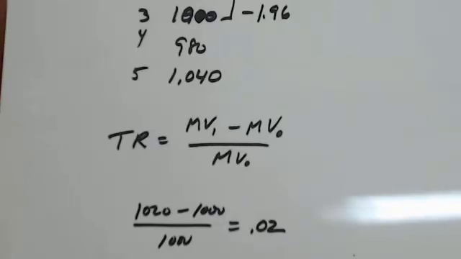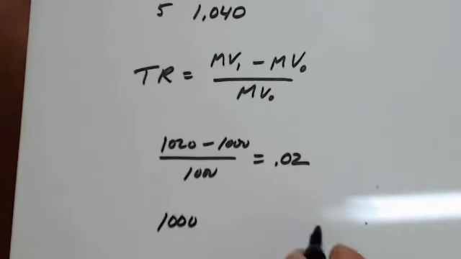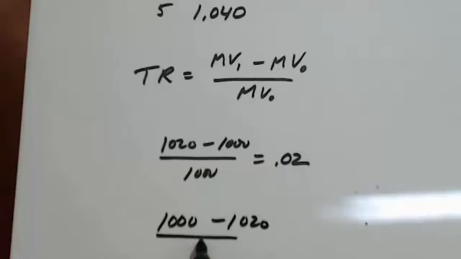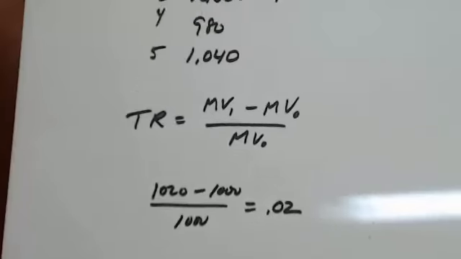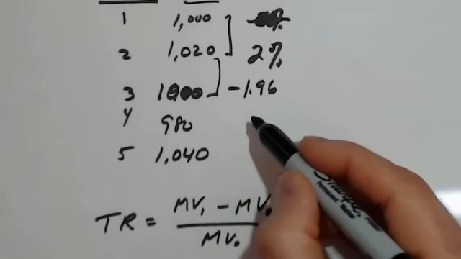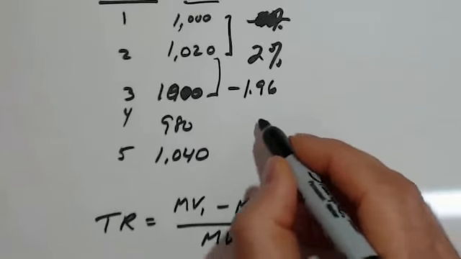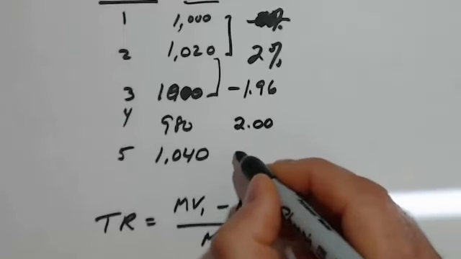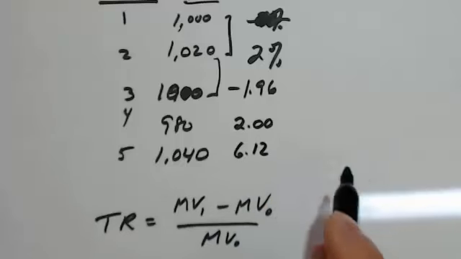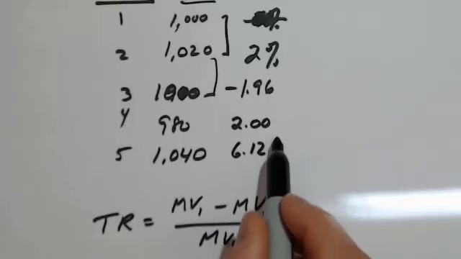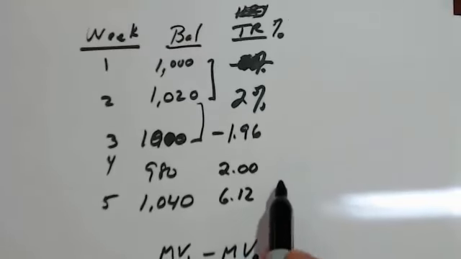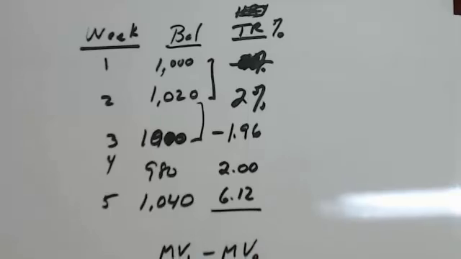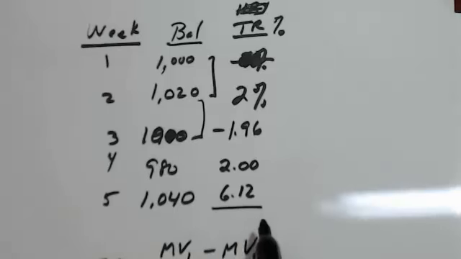You went from 1,000,000 here. I'll show you 1,000,000 from 1,020,000 divided by 1,020,000, and that'll be 0.0196. And then keep filling out the table. This will be 2% again, and then this will be, ooh, we had a good period, 6.12% total return.